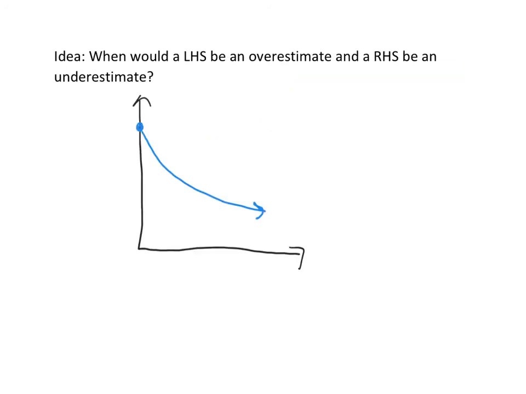So last idea, when would a left-hand sum be an overestimate and a right-hand sum be an underestimate? It would actually be a case like this, like a graph like this. When the function is decreasing, the left-hand sum will actually be an overestimate. Here's why. If you imagine, if I was to split this up into, let's say, 3 rectangles, and I use the left-hand endpoints, now the result would be rectangles above the curve.